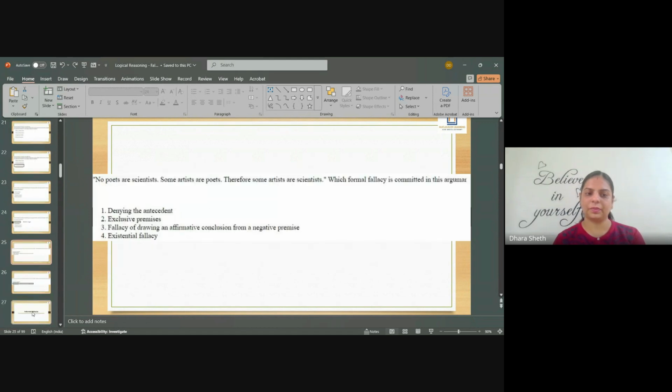Next. No poets are scientists. Some artists are poets. Therefore, some artists are scientists. Which formal fallacy is committed in this argument? I'll repeat it again. No poets are scientists. Some artists are poets. Therefore, some artists are scientists. Which formal fallacy is committed in this argument? Denying the antecedent, exclusive premises, drawing an affirmative conclusion from a negative premise, or existential fallacy.